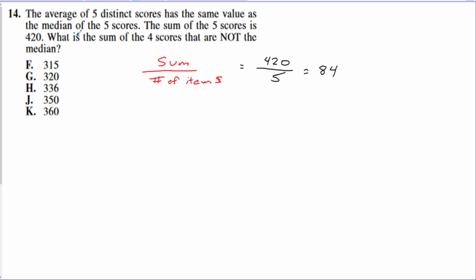And what they're asking you to do is, what is the sum of the 4 scores that are not the median? So that means that we need to take the 84 away from the sum, which is 420. So if we do 420 minus 84, we're going to get 336, and that is going to be the answer to the question.